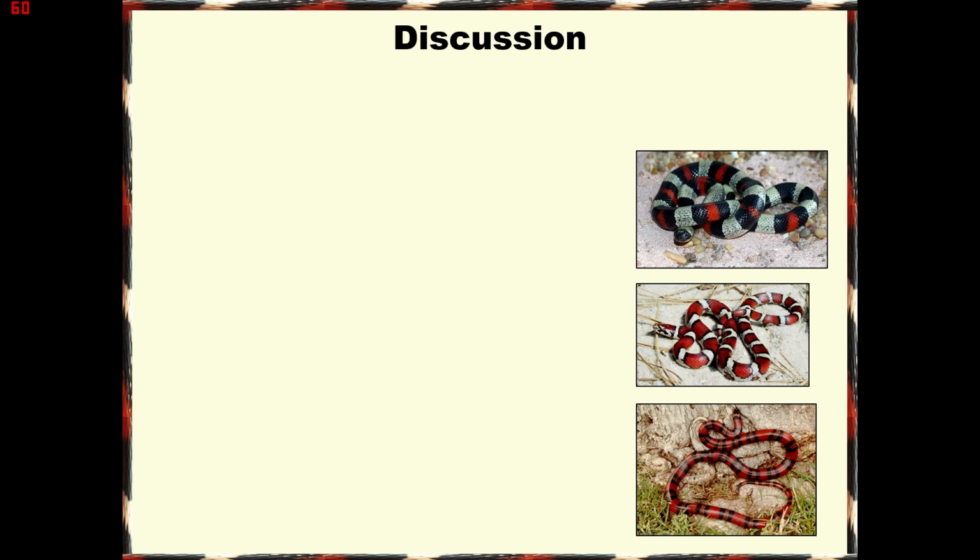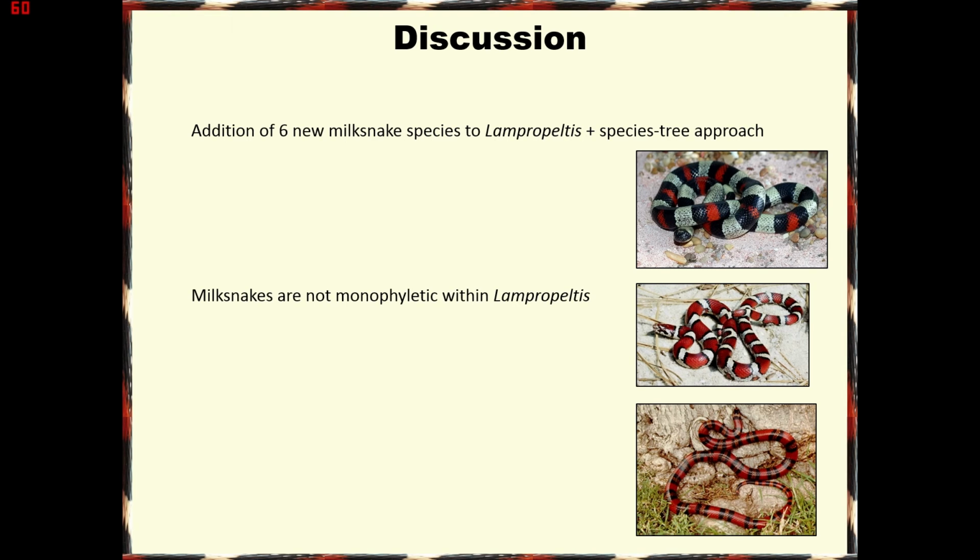So what does all of this mean? Well, we have the addition of 6 new milksnake species to Lampropeltis, and when we use a species tree approach here, we find that milksnakes aren't monophyletic within the genus, and so they've been misidentified or misclassified as being either a single species or a group of species. They're 3 distinct groups. And when we include more species, we have more speciation events happening during the Pliocene and Pleistocene.